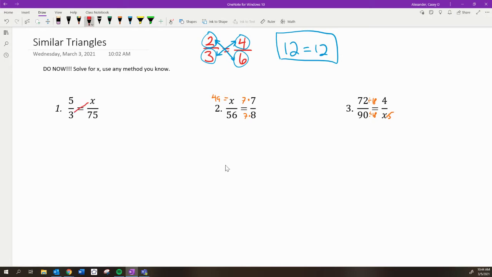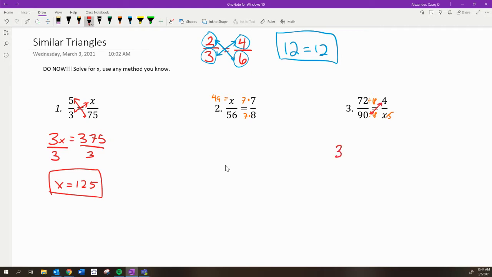If I do the cross product, I would do 3 times x is 3x, and then I would do 5 times 75 is 375. You can check me. And then if you just divide by 3, then that means x is 125. And so using that cross multiplying and then solving the equation with division is a really, really effective way to solve these problems, because some of them you can't solve in your head quite so easily.